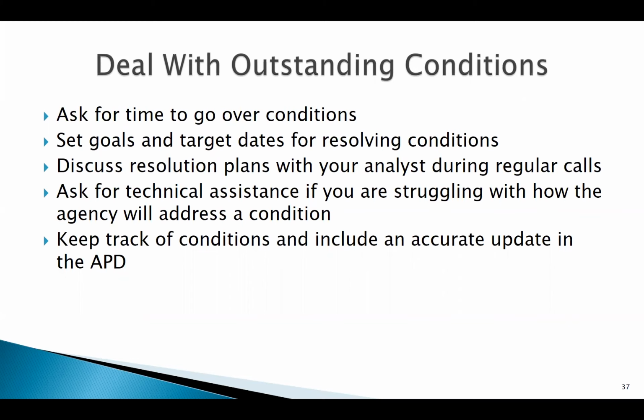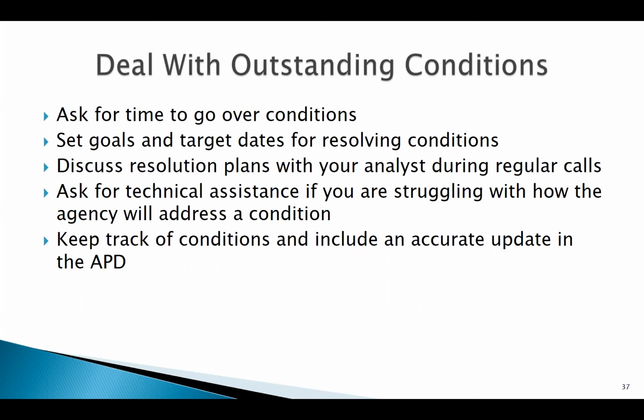When you get a letter back and you think they're still clear, still ask for time. Say, hey, can we just go over these? I want to make sure I understand them. Set goals for when you want to talk about those outstanding conditions with your analyst. You might not have all of them resolved, but just say, okay, I've got it on my calendar. Six months from now, we're going to go over what this condition is and where we are with resolving it.